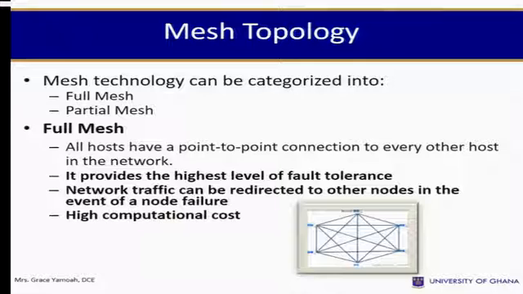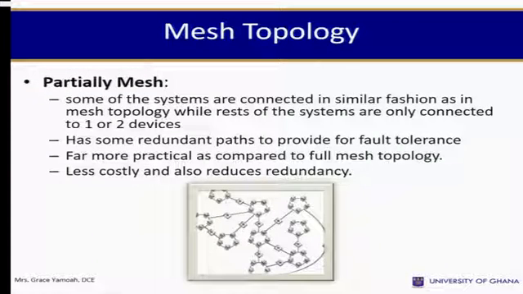Mesh topology can be categorized into full mesh or partial mesh. Full mesh: all hosts have a point-to-point connection to every other host in the network. It provides the highest level of fault tolerance. Network traffic can be redirected to other nodes in the event of a node failure. High computational cost.